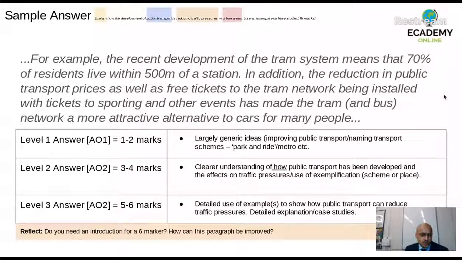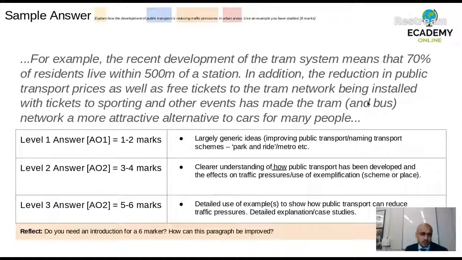Another example of an answer. For example, development of a tram system means that 70% of the residents live within 500 meters of a station. So already, this candidate has given an example of a public transportation system. They haven't just referred to trains and buses. They've said a tram system, and they've given some contextualization with some numbers. So 70% of residents live within 500 meters, alluding to the fact that this will lead to a reduction of people on the road.